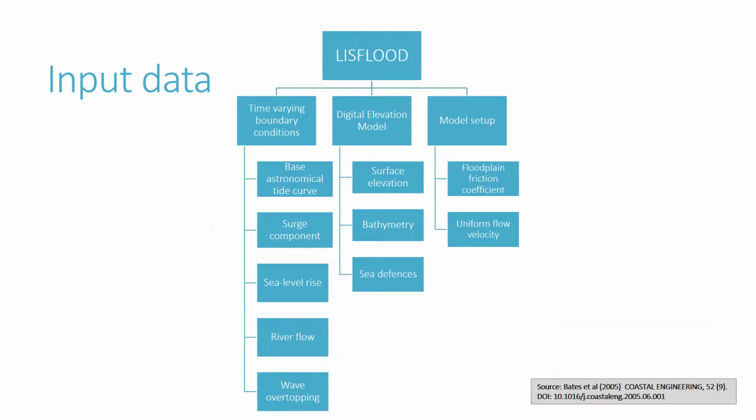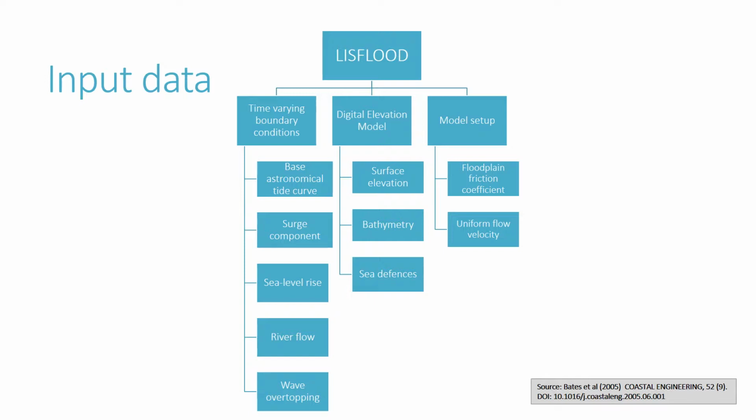The flowchart on this slide shows each input dataset that is required to run LISFLOOD. Time-varying boundary conditions define the hydrodynamic and meteorological inputs which will operate across the model grid. Each of the time-varying boundary conditions can be changed to simulate a range of scenarios. For example, progressively more severe storm surges can be simulated, or increasing sea levels over time.